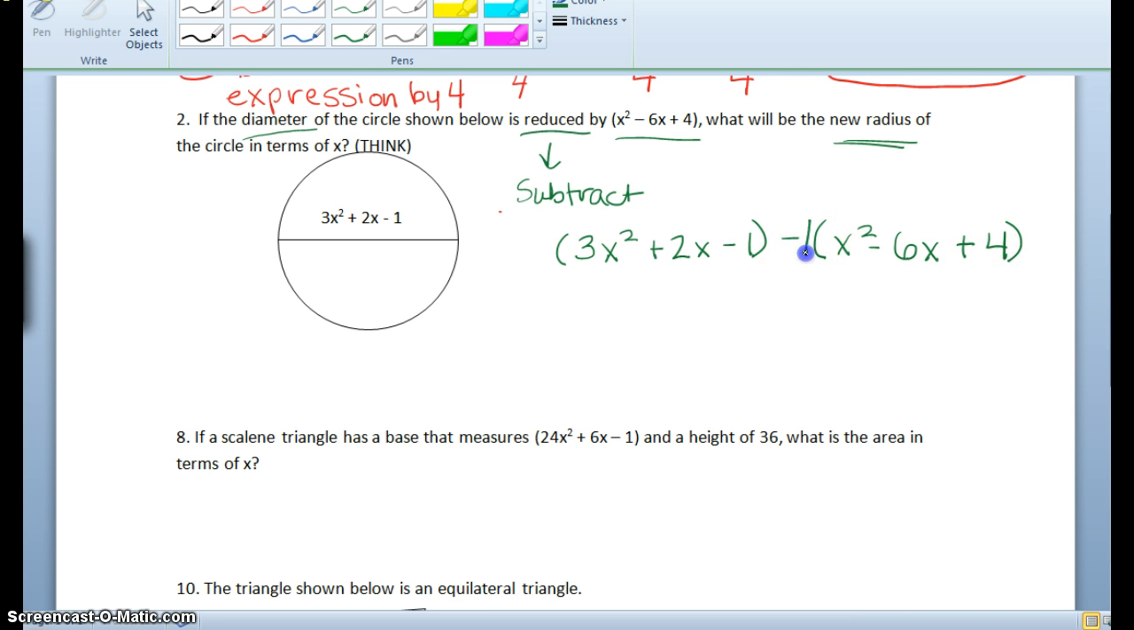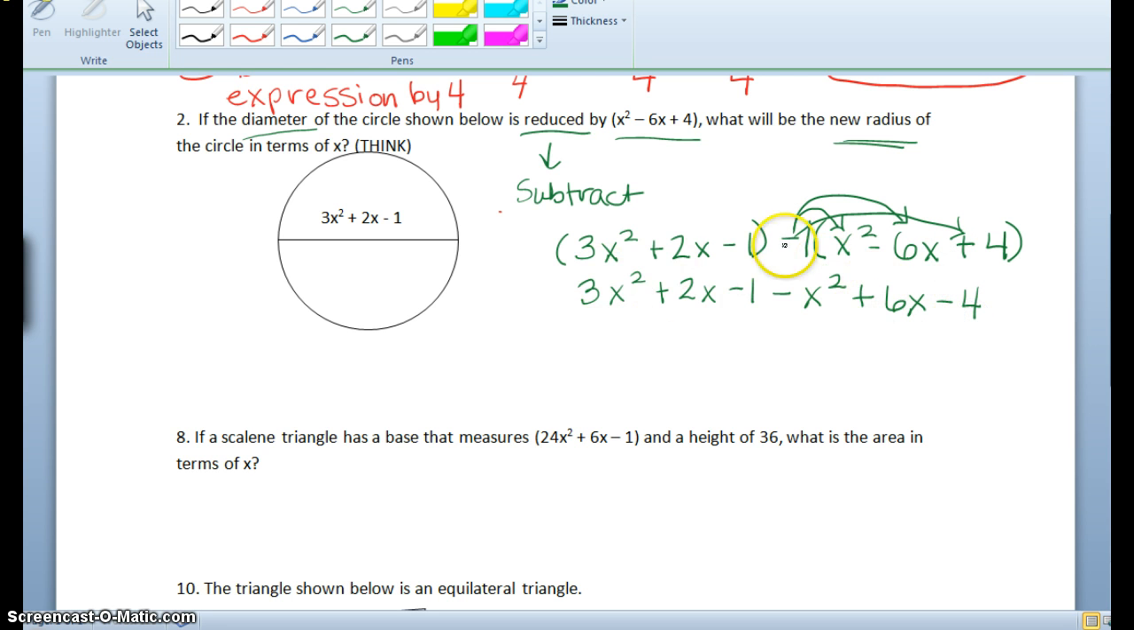Now, all we're going to do is put a 1 in front of this because we know we're going to distribute it out. Remember, anytime we multiply positive 1 by something, it just gives us the same terms. So we have 3x squared plus 2x minus 1. Then negative 1 times positive 1x squared gives us negative 1x squared, or negative x squared. Negative 1 times negative 6x gives us positive 6x. Negative 1 times positive 4 gives us negative 4.